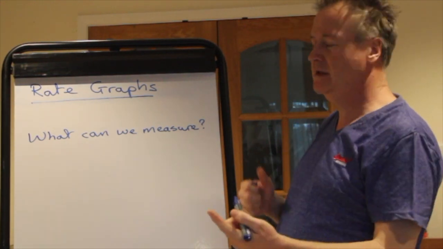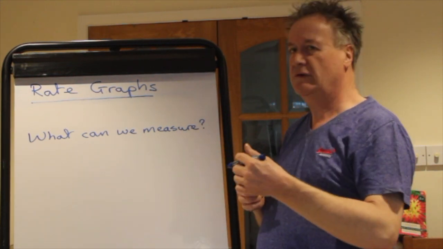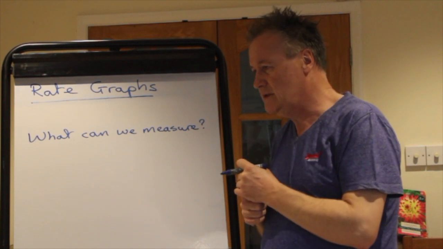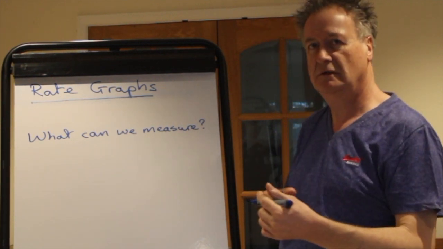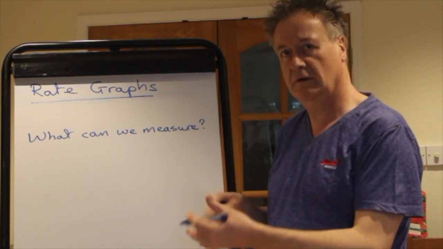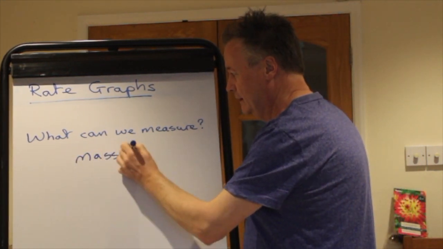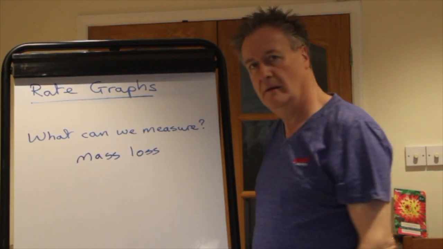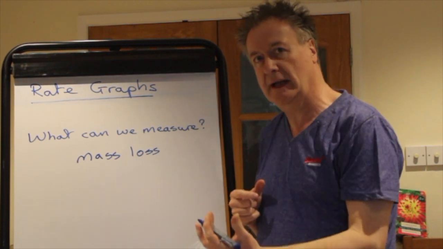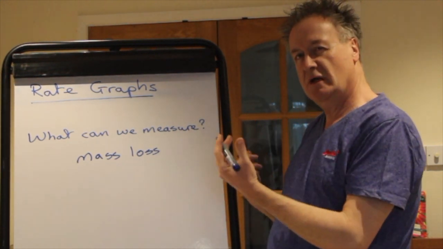Now if you think back to the very last lesson that we had before all this unpleasantness kicked off, we were measuring the mass loss of calcium carbonate in hydrochloric acid in a conical flask. So mass loss, something you can measure. And these are all against time. So mass loss, yeah. It was carbon dioxide.